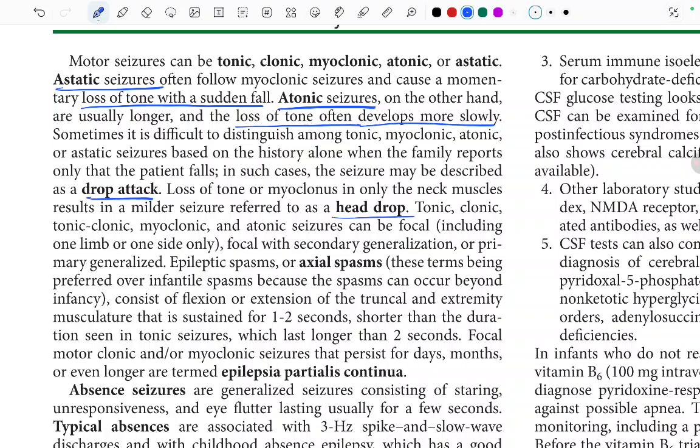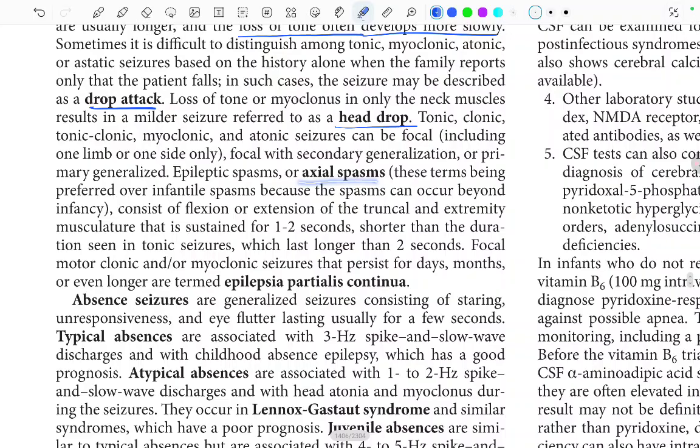Tonic, clonic, myoclonic or atonic seizures can be focal, including one limb or one side only, focal with secondary generalization, or primary generalized. Epileptic spasm or axial spasm, these terms being preferred over infantile spasm because the spasm can occur beyond infancy also, consists of flexion or extension of the truncal and extremity musculature that is sustained for 1 to 2 seconds, shorter than the duration seen in tonic seizures, which last longer than 2 seconds.